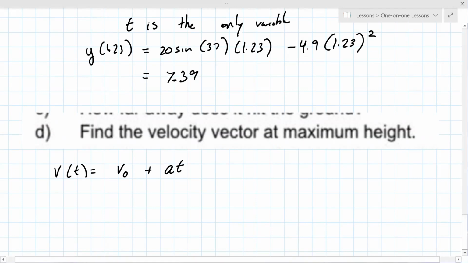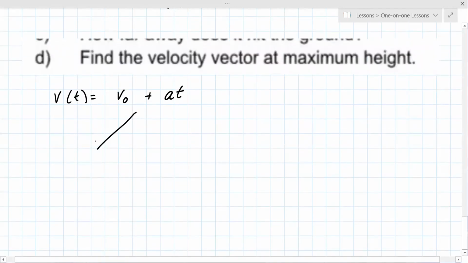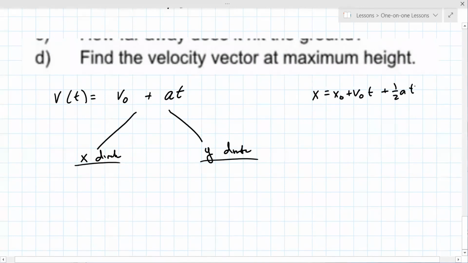There's one thing when you're going in the x direction, and another thing going in the y direction. Do you remember one of the differences between the x direction and the y direction from the original? x equals x naught plus v naught t plus one-half a t squared. Is it that x doesn't have an acceleration? Bingo, that's correct. So the velocity in the x direction is the initial velocity in the x direction, always.